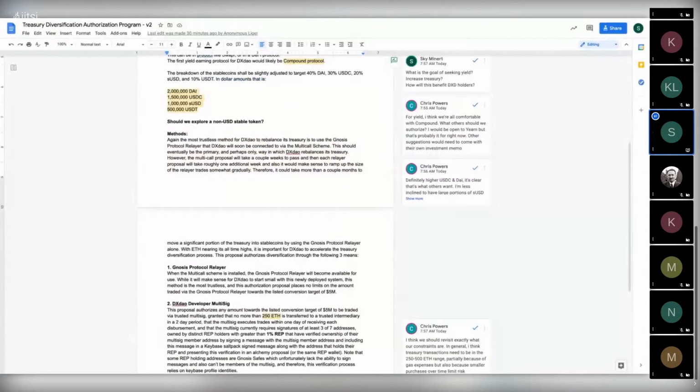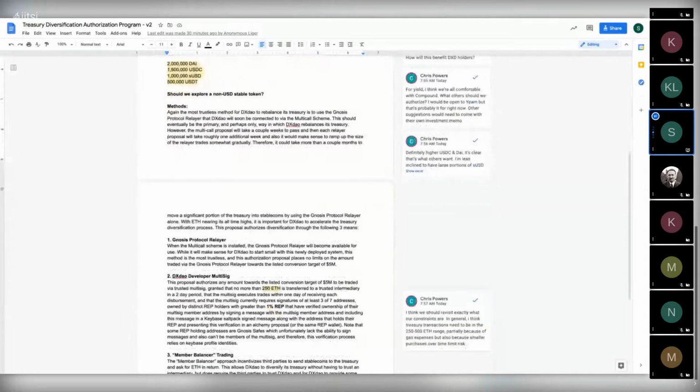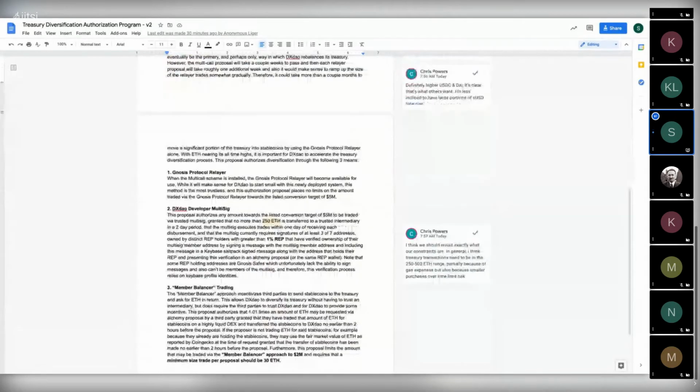And so again, there are three methods. There's the Gnosis protocol layer, which we should be ready to start using hopefully in the next few weeks, and that can be a big piece of acting out this diversification, and maybe with larger sizes. There's again the DXdao Dev multi-sig, which I think it makes sense to slightly increase the amount of ETH that it can transact with at any time.